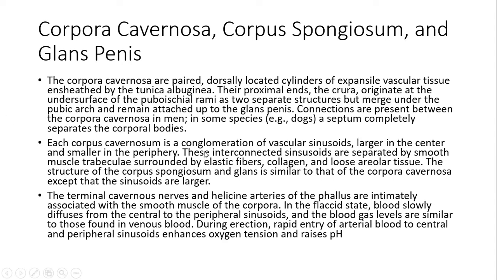Each corpus cavernosum is a conglomeration of vascular sinusoids, larger in the center and smaller in the periphery. Interconnected sinusoids are separated by smooth muscle trabeculae surrounded by elastic fibers, collagen and loose areolar tissue. The structure of the corpus spongiosum in the glans is similar to that of the corpora cavernosa, except the sinusoids are larger. Terminal cavernous nerves and helicine arteries of the phallus are intimately associated with the smooth muscle of the corpora. During erection, rapid entry of arterial blood to central and peripheral sinusoids enhances oxygen tension and raises pH.